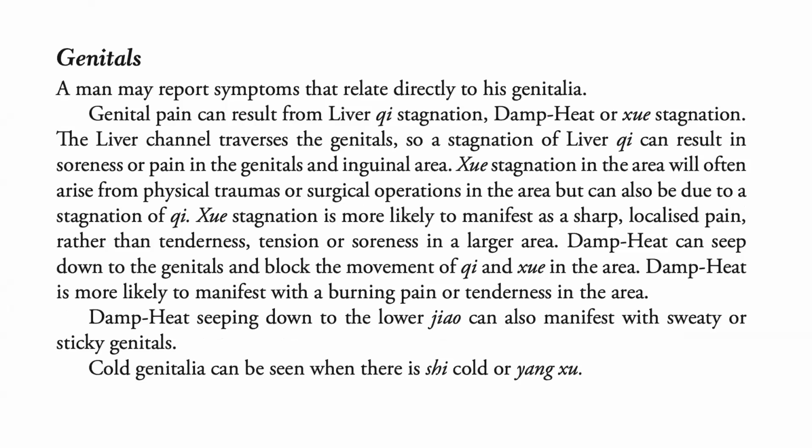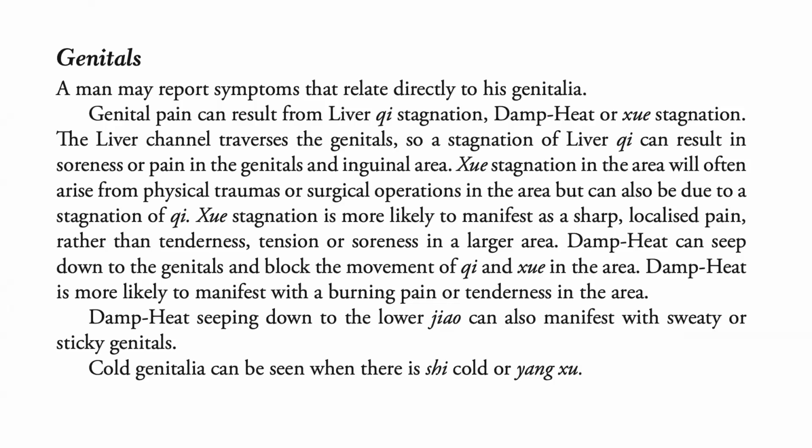Genital pain can result from liver qi stagnation, damp heat, or blood stagnation. The liver channel traverses the genitals, so a stagnation of liver qi can result in soreness or pain in the genitals and inguinal area. Blood stagnation in the area will often arise from physical traumas or surgical operations in the area, but can also be due to a stagnation of qi.